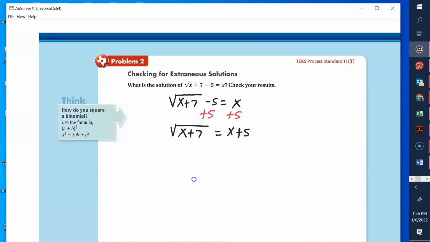Okay, so let's step back for a minute here. Can you tell me what our next step will be? Okay, so on the left side, you're going to raise it to the second power. What about the right side? Now you're squaring a binomial, right? How are we going to square a binomial? It's x plus 5 times what? x plus 5. Was that familiar to you?